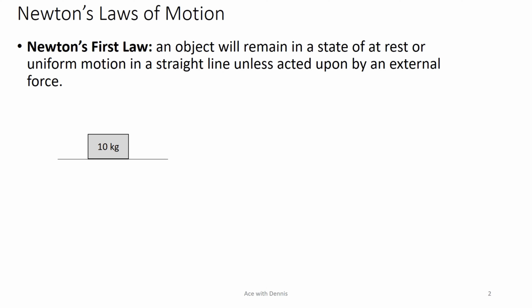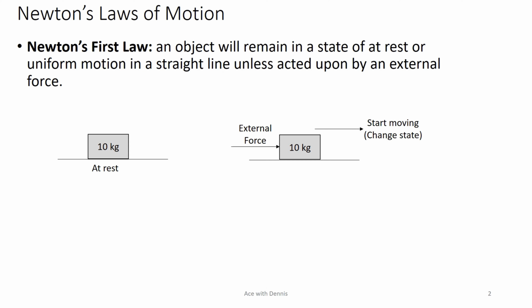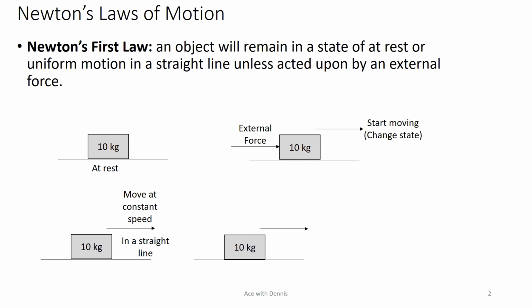The first case is a box which is 10 kilograms and it is at rest. In order for it to change its state, there must be an external force acting on it and it will start moving. Hence, the box has changed its state. The second case, the box is moving at constant speed in a straight line. If you want it to change its state, there must be an external force acting on it so that it will change its state to at rest.